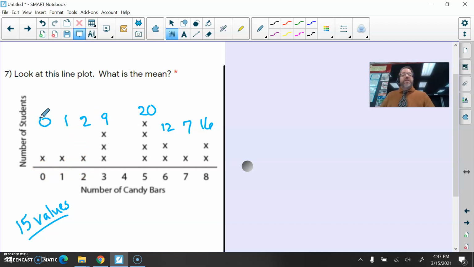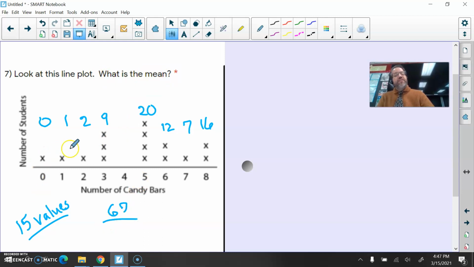I'm going to add these all together and see what I get. 16 plus 7 is 23. Add 12, that's 35. Add 20, that's 55. Add 9, that's 64. Add 2, that's 66. Add 1, that's 67. Add 0, it's still 67. So to find the mean, we totaled them up, 67.